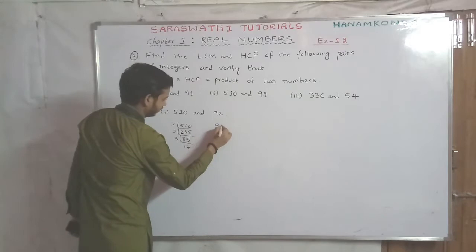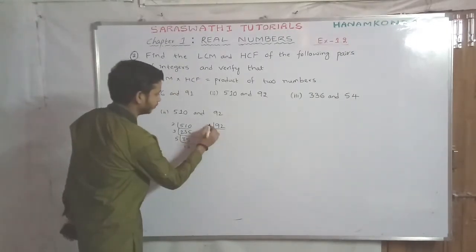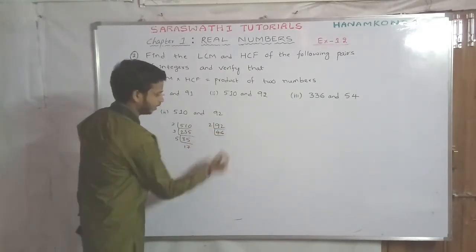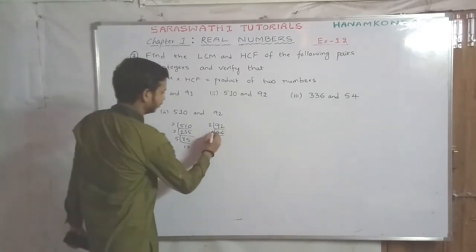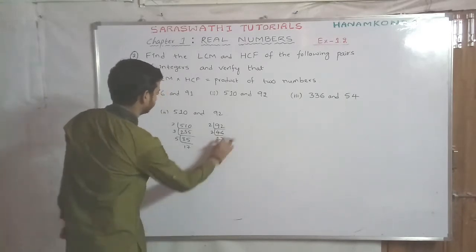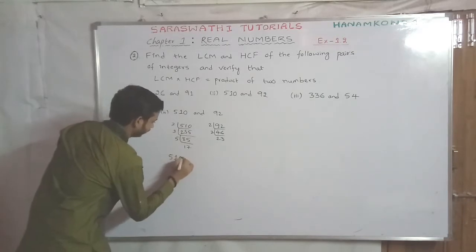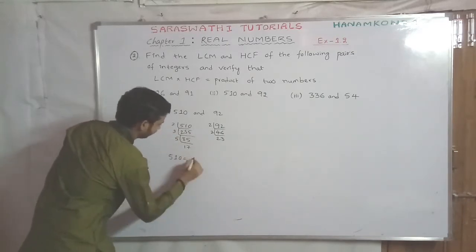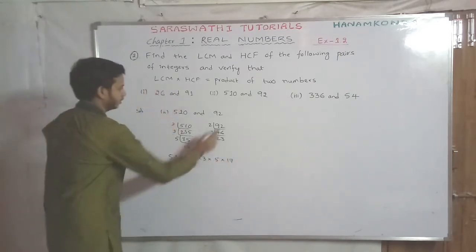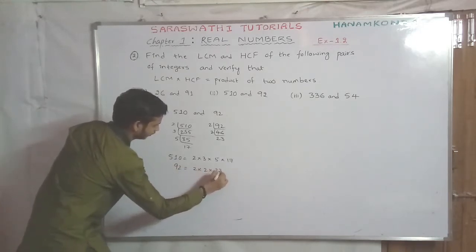Now let us factorize the 92. Here the last digit 2 is even, which means it is divisible by 2. 2 4s are 8, 2 6s are 12, and again the last digit 6 is even, so it is divisible by 2. So 2 2s are 4, 2 3s are 6. Since 23 is prime, it is not divisible by any number. Now we can write 510 as 510 equal to 2 into 3 into 5 into 17. Next, 92 can be written as 92 equal to 2 into 2 into 23.